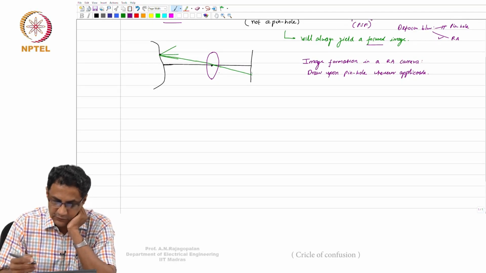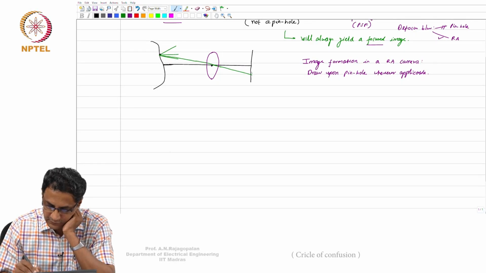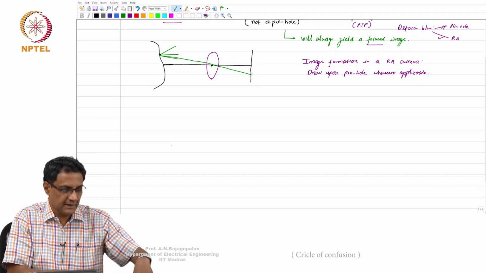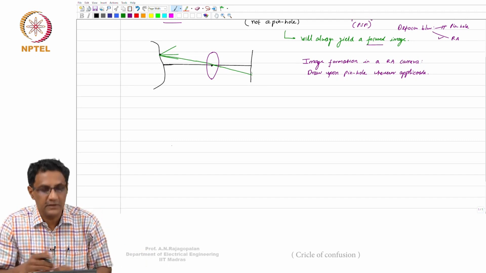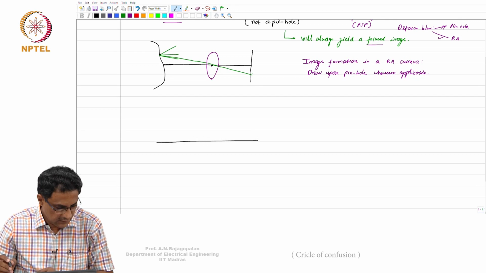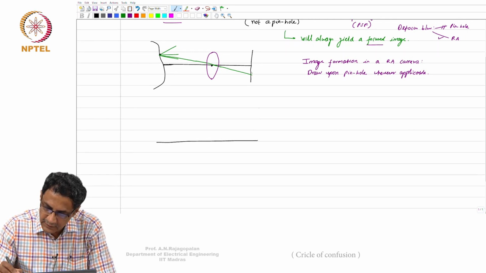Alright, so now let's go ahead and draw this. When I draw this, you should imagine that we want to replace this aperture with a lens, and we want to see the effects. The first thing that we are going to do is draw this figure.